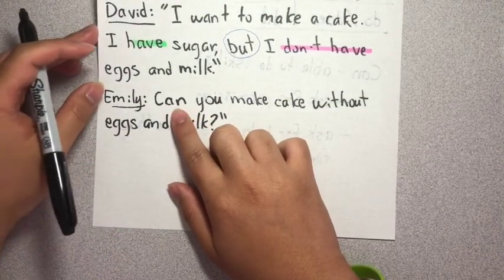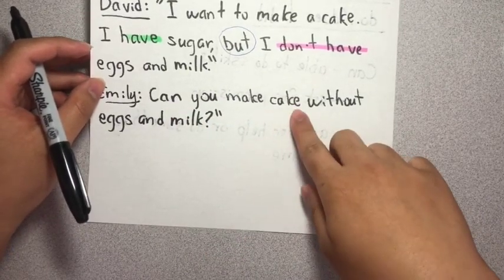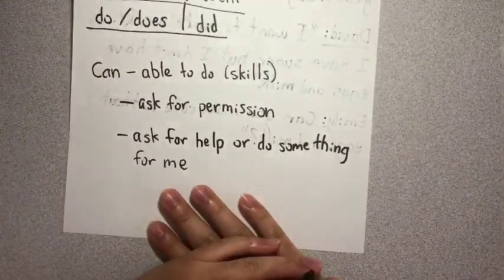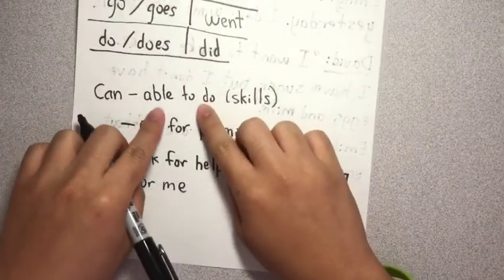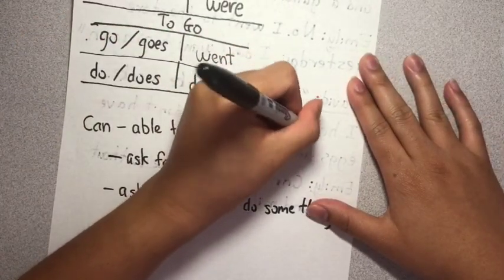Here, Emily is using the word can. Can you make cake without eggs and milk? This kind of can is something you are able to do. Is it possible?